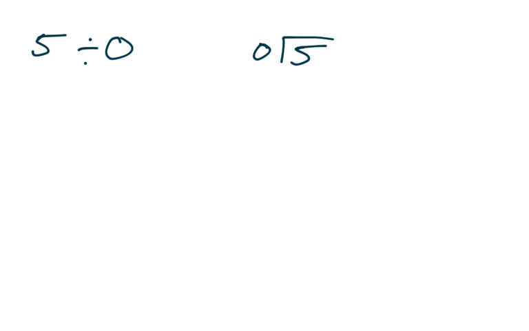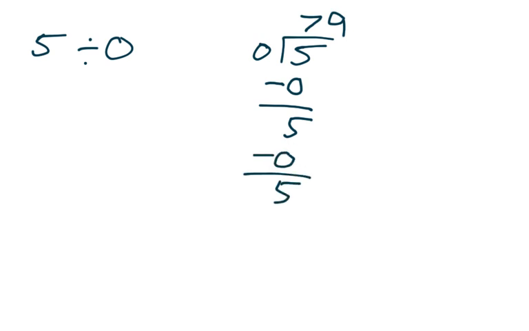Let's do long division. How many times does 0 go into 5? I don't know. How about 7 times? 7 times 0 is 0, and we subtract that from 5 and we have 5 left over. Okay, how many times does 0 go into 5? Well, we tried 7. How about this time we try 9? 9 times 0 equals 0. We subtract it from 5 and we have 5 left over.